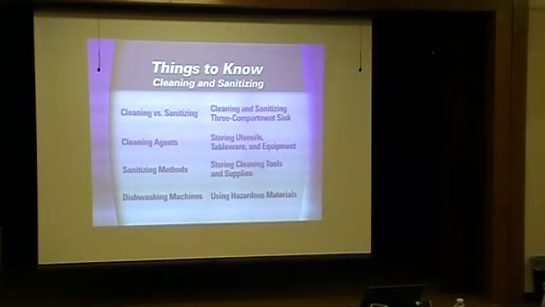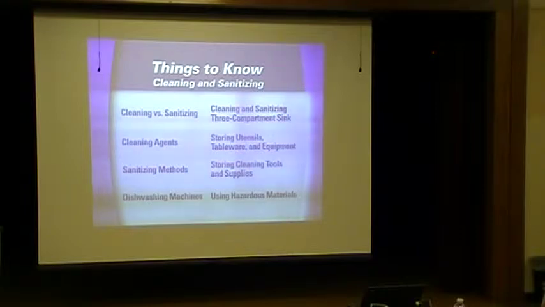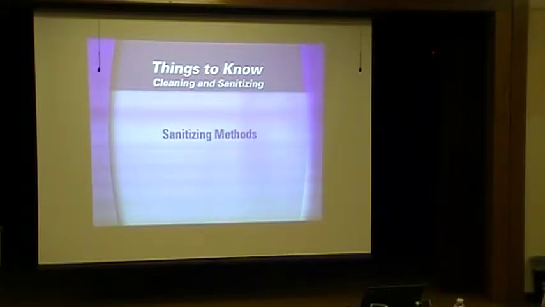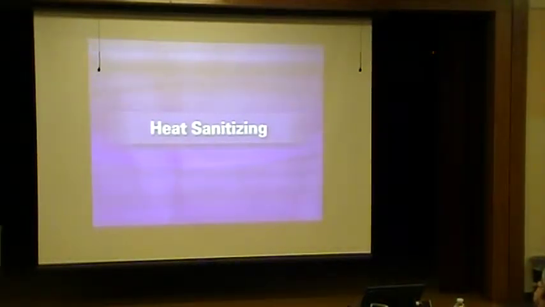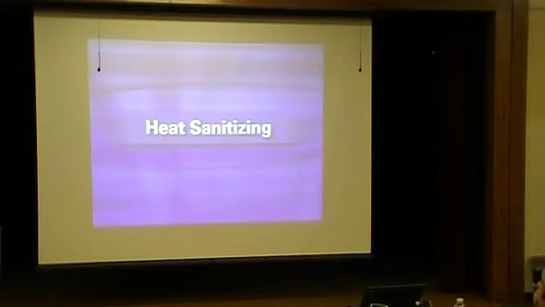There's 2 methods used to sanitize surfaces: heat sanitizing and chemical sanitizing. One way to heat sanitize tableware, utensils, or equipment is to immerse them in hot water. Number 4, true or false? To be effective, the water must be at least 171 degrees Fahrenheit, 77 Celsius, and the items have to be immersed for 30 seconds. When you're heat sanitizing by immersion, you should use a thermometer to check water temperature.